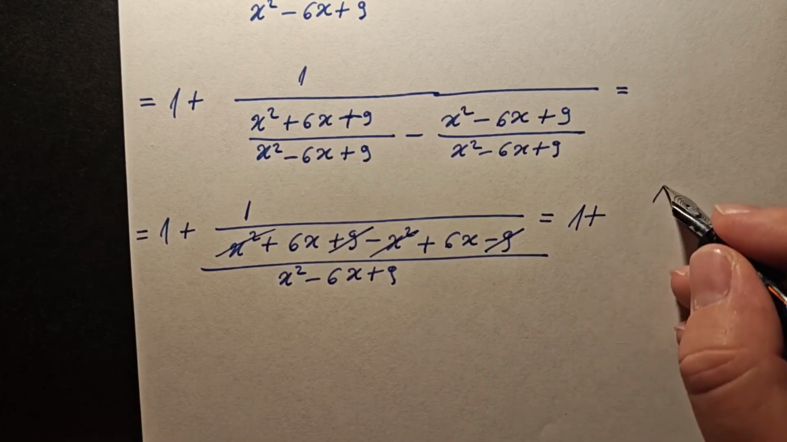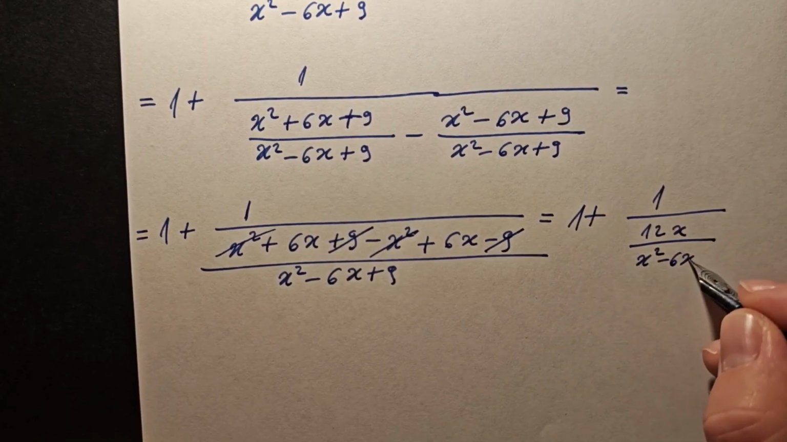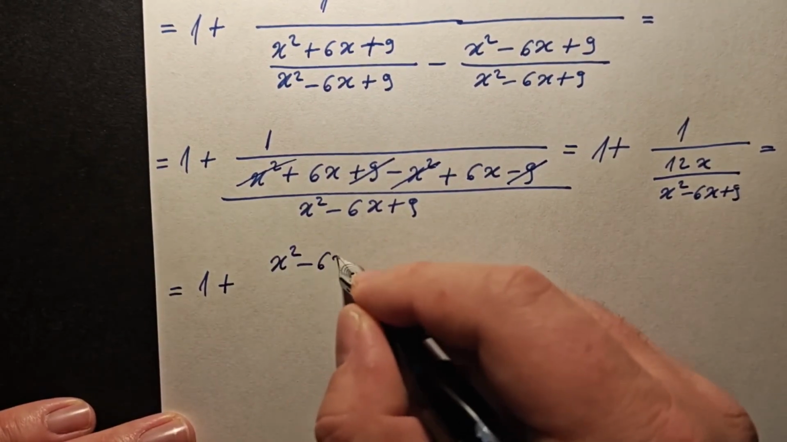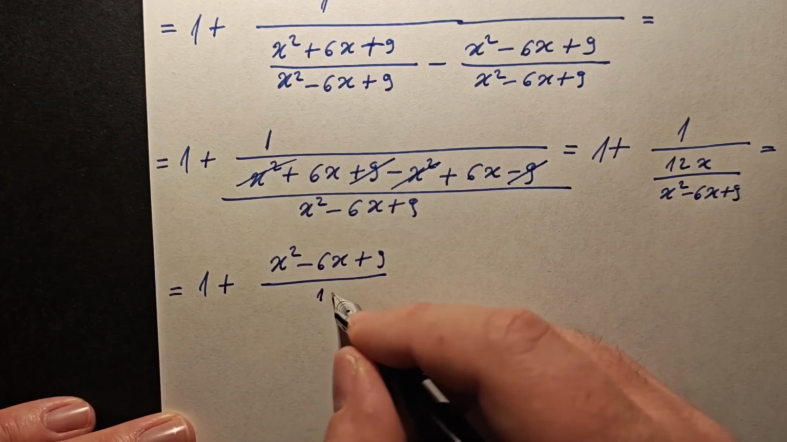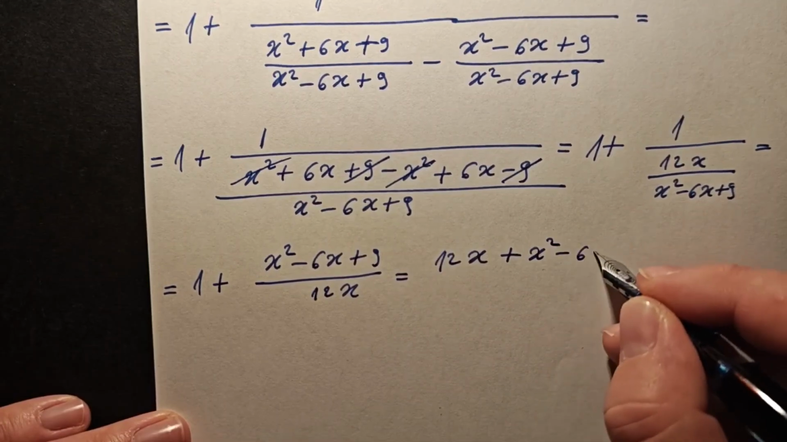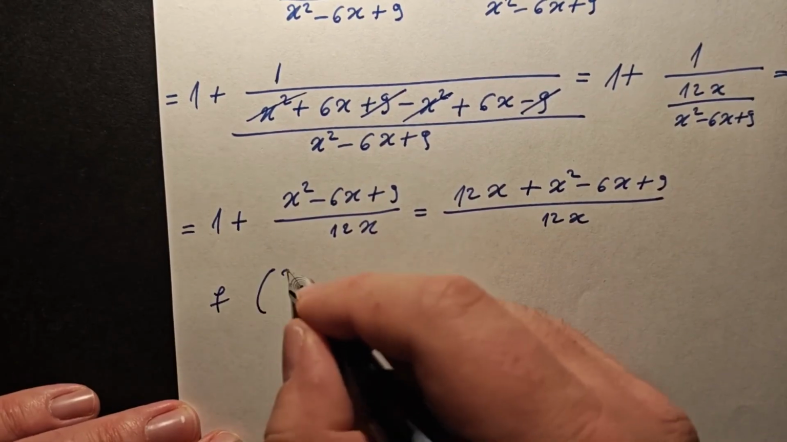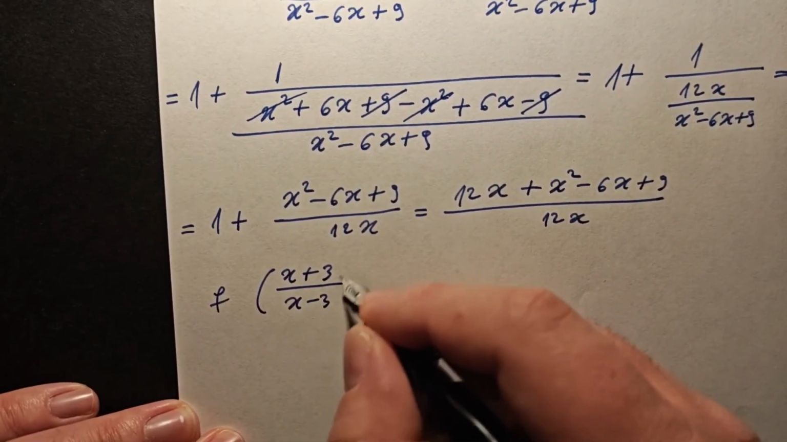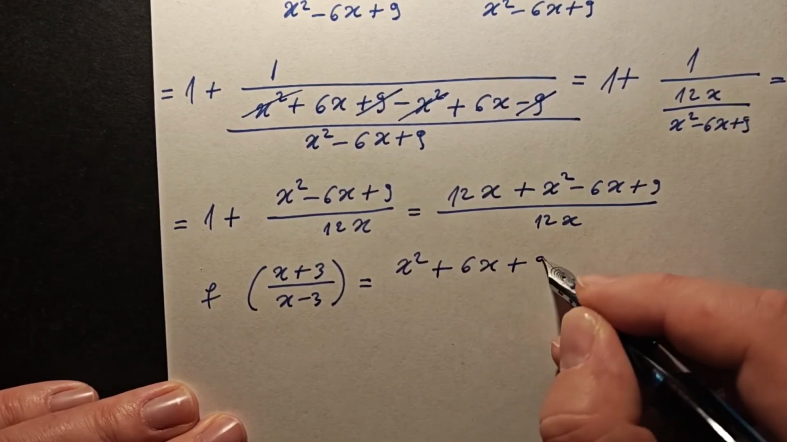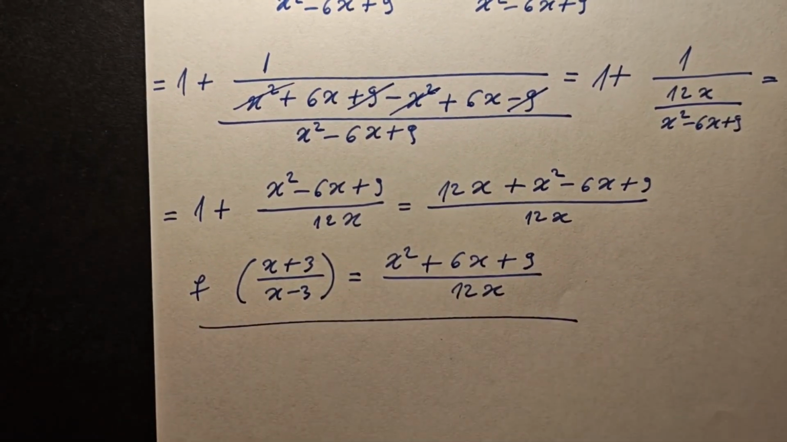And we have 1 plus 1 over 12x over (x² − 6x + 9), which is finally 1 plus (x² − 6x + 9) divided by 12x. And that is (12x + x² − 6x + 9) divided by 12x. So we get that f of (x + 3)/(x − 3) is (x² + 6x + 9) divided by 12x, which is exactly what we needed.